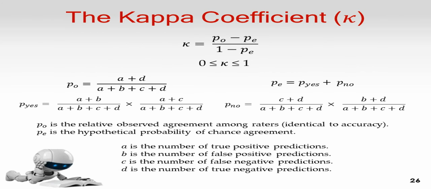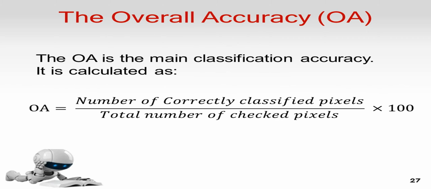The kappa coefficient is an old accuracy assessment from 1964. It's based on the number of true positive predictions, false positive predictions, false negative predictions, and true negative predictions, but it is not widely used now. It was widely used for many years, but not now. The overall accuracy or OA is the main one widely used now for assessing the accuracy of learning models. It's based on the number of correctly classified pixels and the total number of checked pixels.